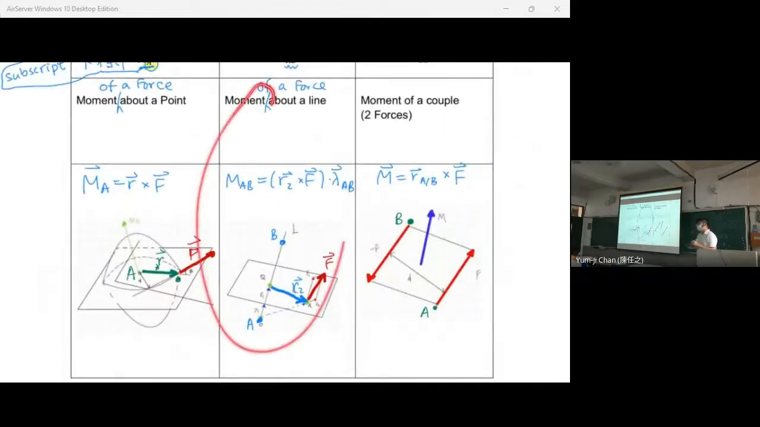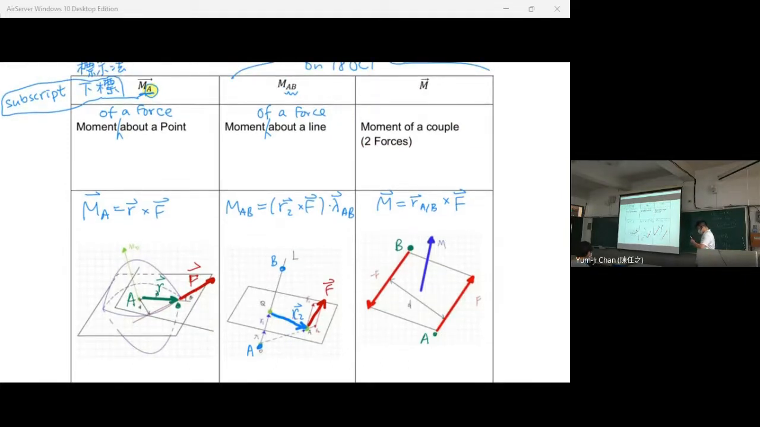And the last thing is, if we have two forces, they will not lead to translation, but they will lead to rotation. So in this case, we say we have a couple. For a couple, the summation of F equals 0. For calculating the moment of a couple, we don't need to put subscripts here, so we don't need to put reference points or reference lines here.